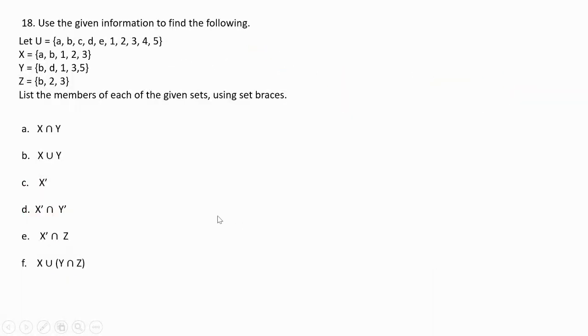Okay, now we're doing number 18. Use the given information to find the following. Let U, which is a universal set, equal the elements A, B, C, D, E, 1, 2, 3, 4, 5. Set X equals the elements A, B, 1, 2, 3, set Y equals the elements B, D, 1, 3, 5, and set Z equals the elements B, 2, 3. List the members of each of the given sets using set braces.